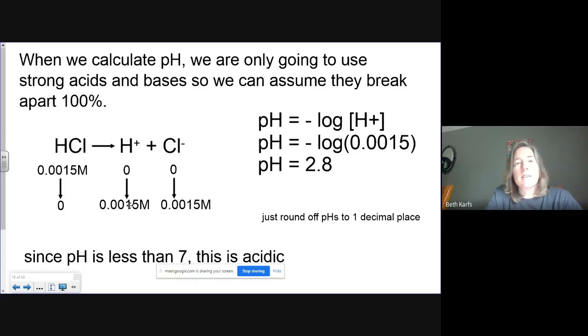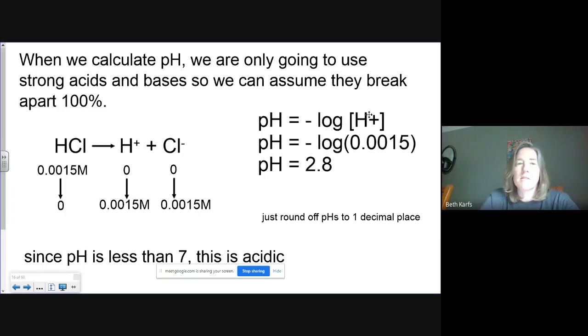So while we get the same concentration of hydrogen ions and chloride ions, we just don't care about the chloride. For pH, we're only focused on the H+. So we're really just going to look at that number. Having a certain concentration of a strong acid means you have that same concentration of H+, and that's what we're going to plug into our formula.